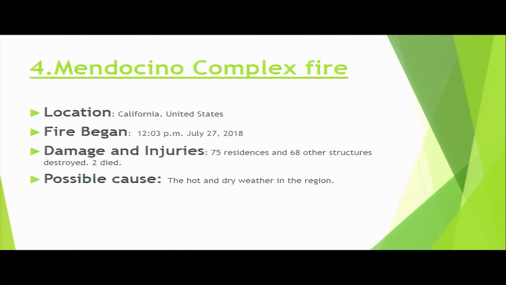July 27, 2018. Damage: 75 residences and 68 other structures destroyed, and only 2 died, which shows that this country was prepared for this kind of hazard, given the low casualties due to this complex fire. Possible cause: the hot and dry weather in the region. So there is a video.